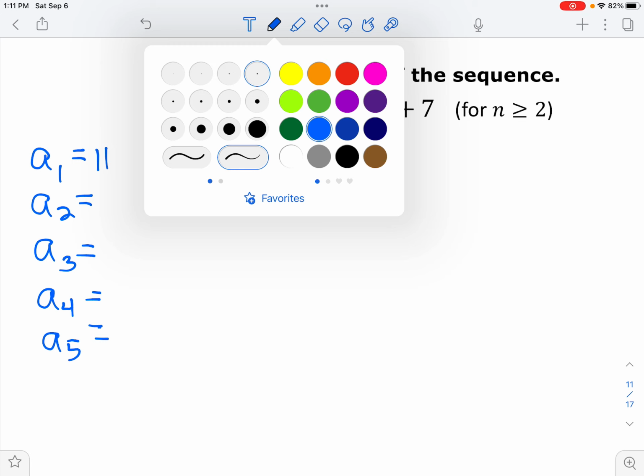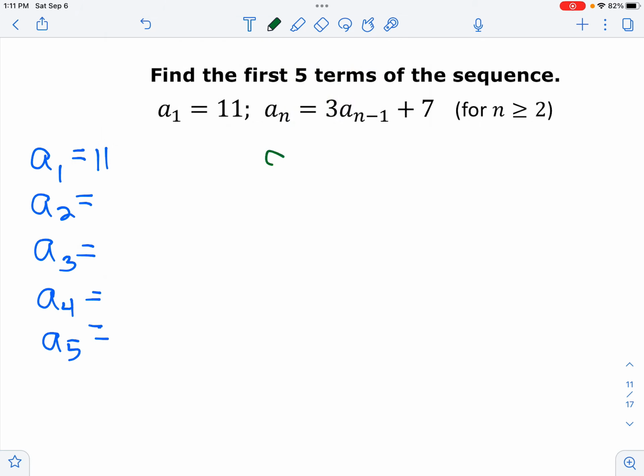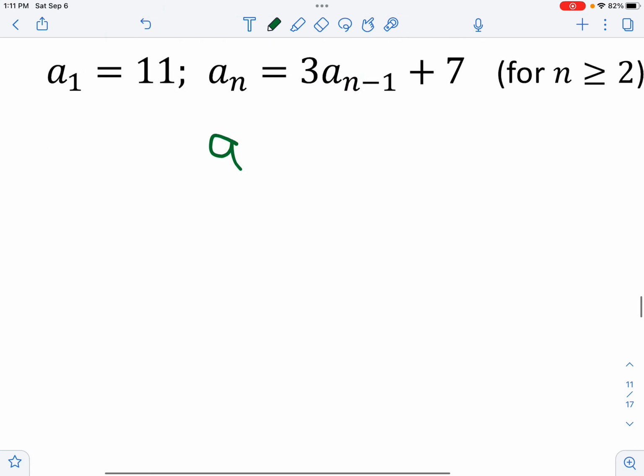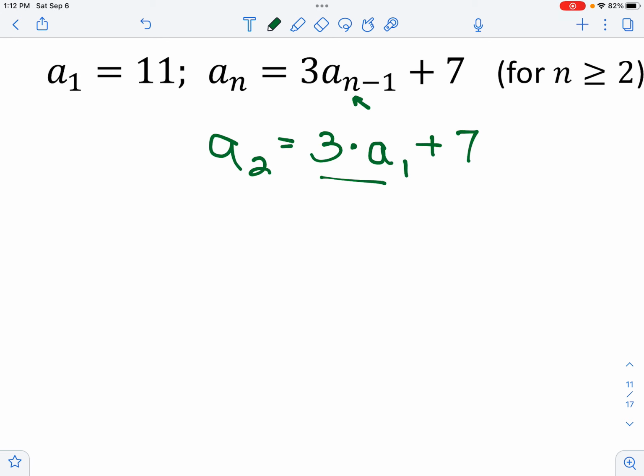So I'm going to plug in a sub 2. Maybe zoom in here a little bit. A sub 2 equals 3 times, I'll put that in there. Now I'm putting a 2 in for n. So that's going to be 2 minus 1. So I'm just going to write a sub 1 and then plus 7. So really what this is saying is take a sub 1, multiply it by 3, and then once you do that, then add 7. Remember, you got to follow order of operations.